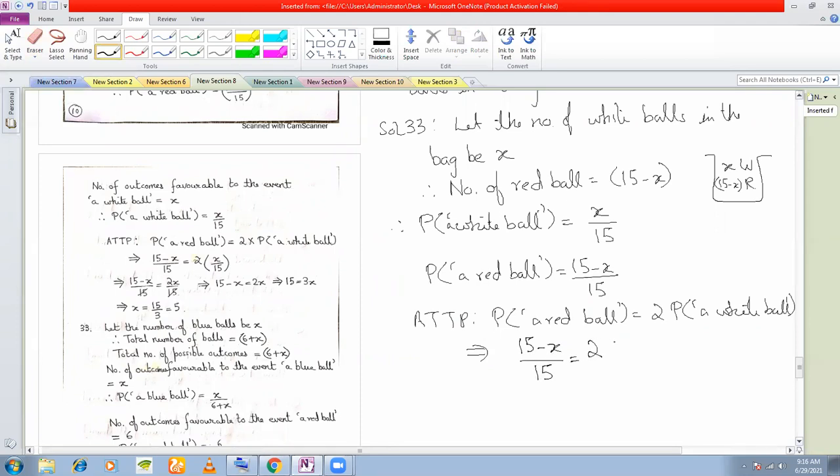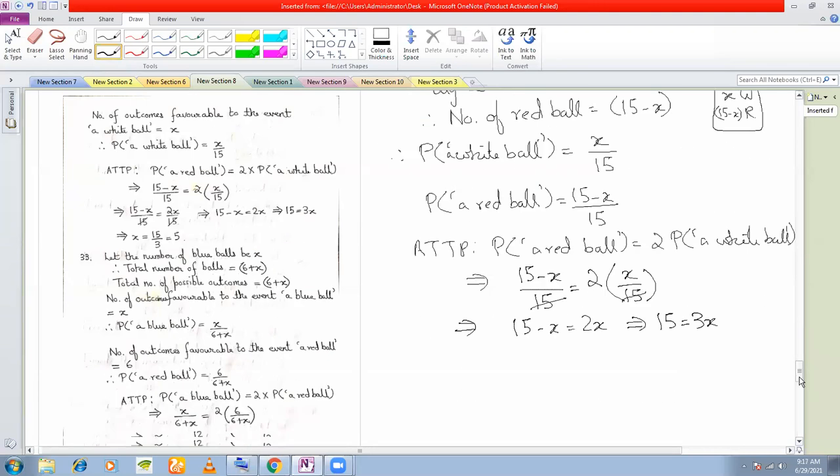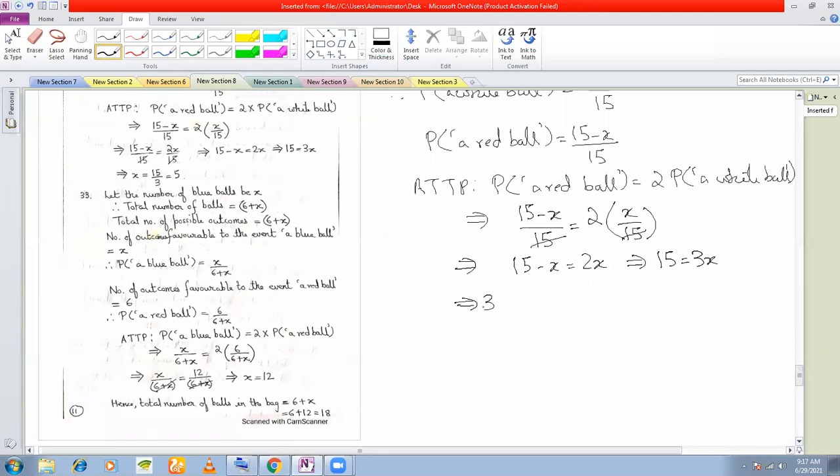Twice the probability of a red ball is x by 15. Right, so here you can cancel 15. So you get 15 minus x is equal to 2x. So you get 15 is equal to 2x plus x, which is 3x. You get 3x is equal to 15. That means x must be equal to 15 by 3, which is equal to 5.